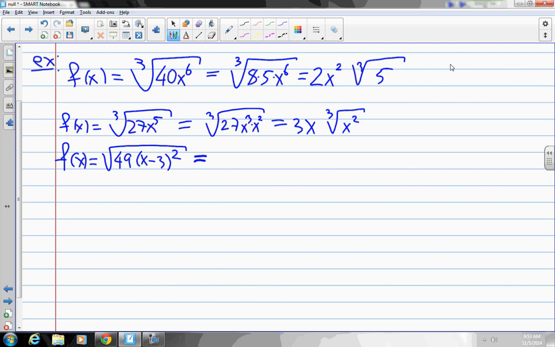So 49 is a perfect square, right? The square root of 49 is just 7. And then when I take the square root of something squared, all I have to do is toss the absolute value around x minus 2. So this guarantees that the answer comes out positive.